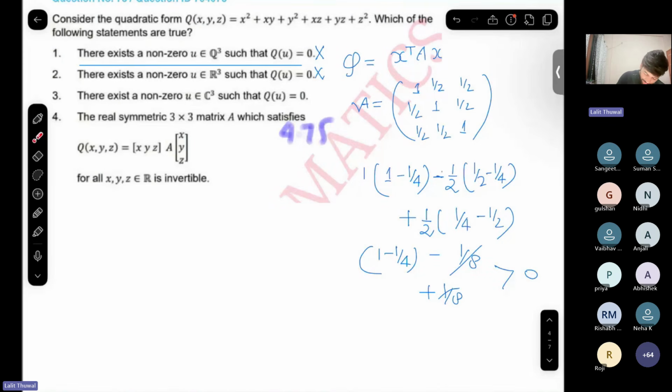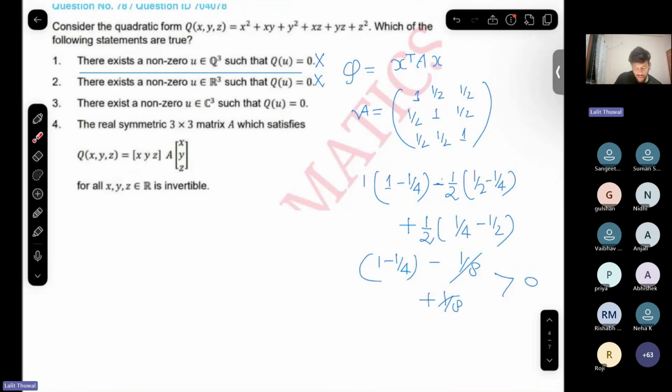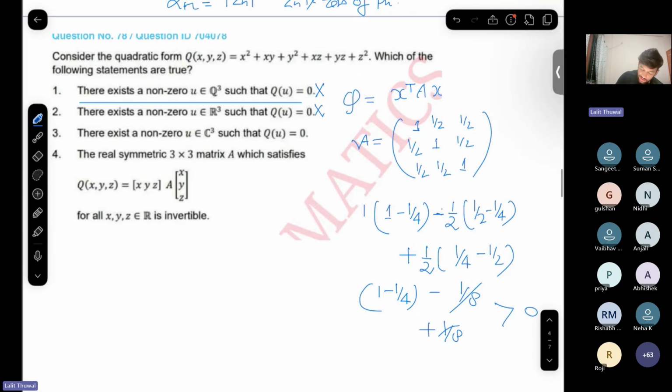So see, there exists a non-zero u in C cube such that q equal to 0. So this is always possible because, see why? Suppose that you pick this z square plus z, just put y equal to 1, x equal to 1. What do you get? x equal to 0. Oh, no, that should have a complex root, right? We want to have a complex root. So try to get an equation, something like that, by putting suitable values.